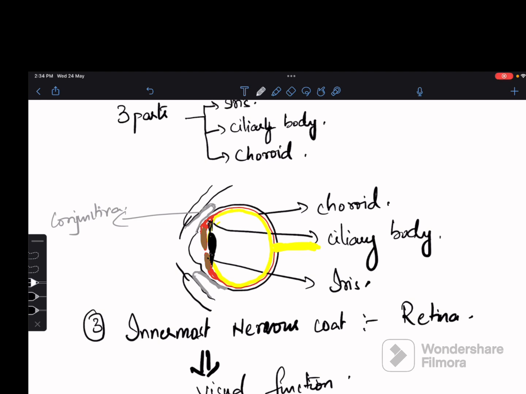Now, what is palpebral conjunctiva and what is bulbar conjunctiva? That conjunctiva which is posterior to your eyelids is your palpebral conjunctiva, and that which is on the sclera is your bulbar conjunctiva. We will discuss this in detail when we talk about the chapter on conjunctiva. Okay.